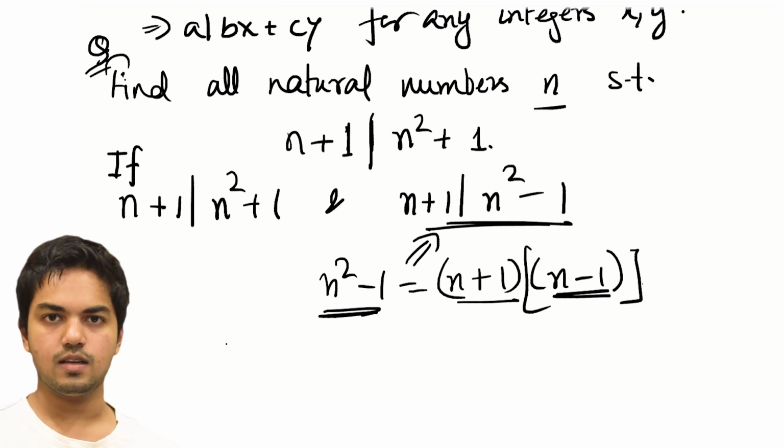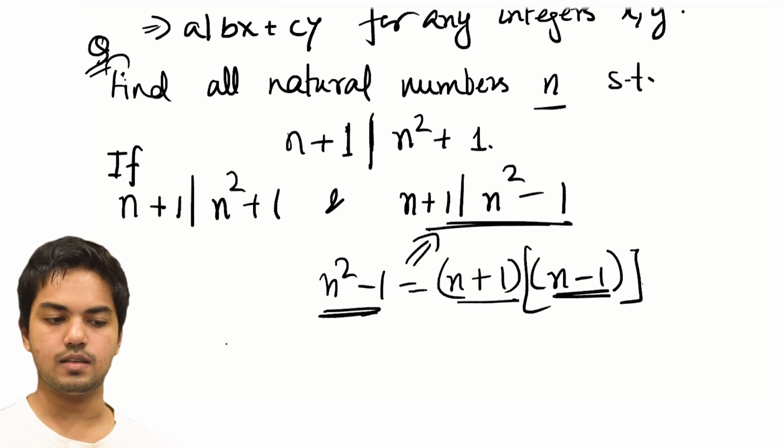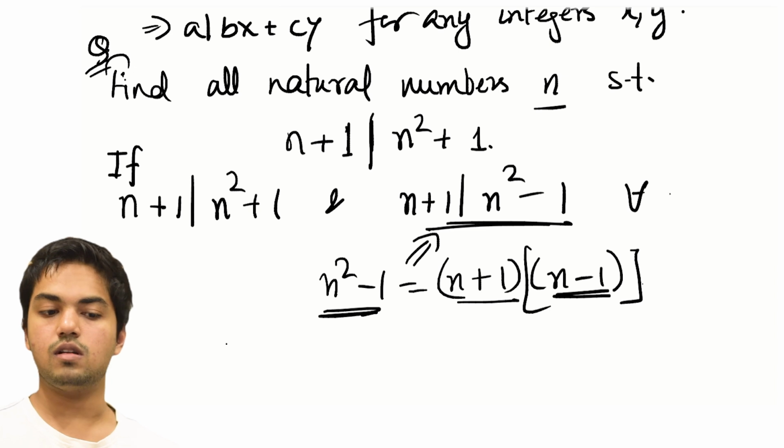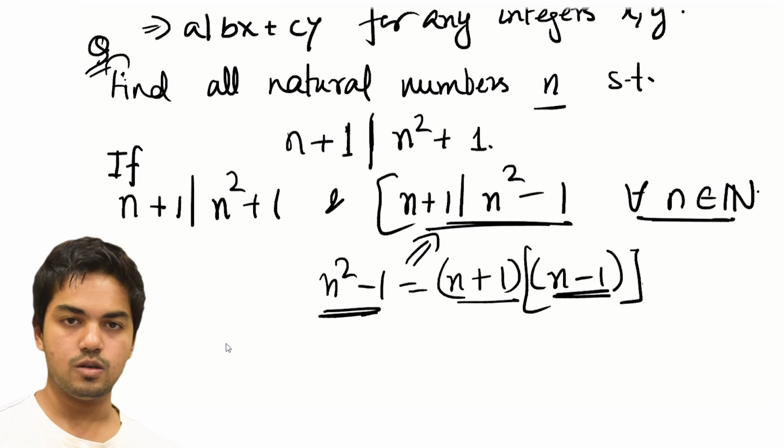That's the idea of divisibility. A divides b if b is a times something. That something is irrelevant in the context of divisibility. So since n square minus 1 is n plus 1 times something, n plus 1 divides n square minus 1 for all natural numbers n. This is true for all natural numbers. This is true all the time. So I use this fact.